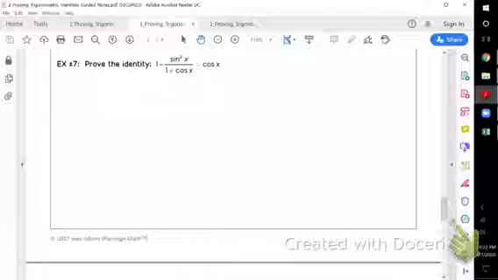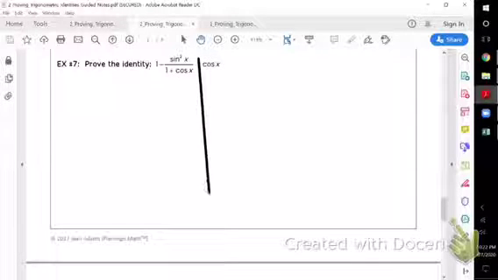Example here tells us to prove the identity that (1 minus sine squared of x) over (1 plus cosine of x) is equal to negative cosine of x. So we have to choose, do we want to work the left or the right? And so I'm going to work the left side.